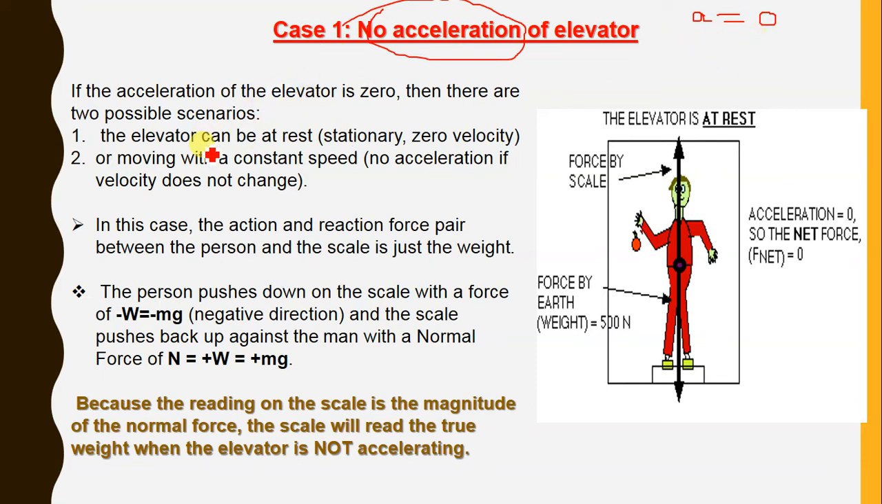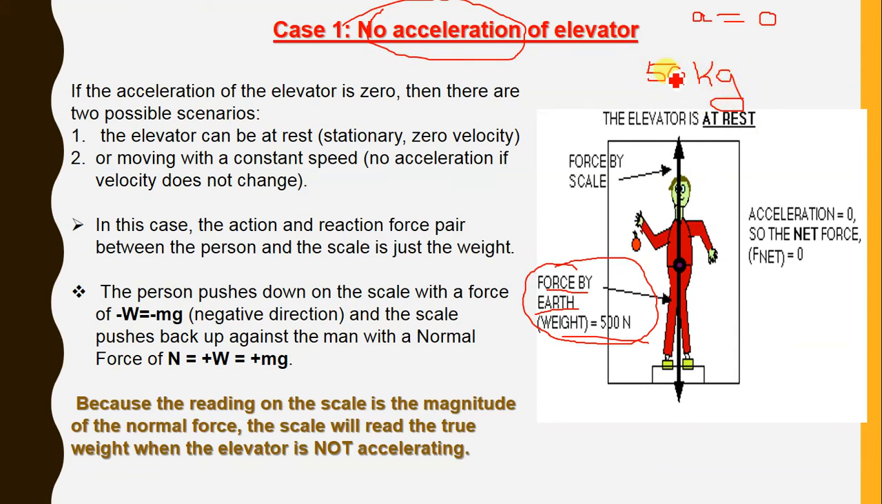Okay, we took this before in the equilibrium part. So no acceleration, maybe the elevator is at rest, maybe the elevator is moving with constant velocity. In this case, I have two forces. What are they? I have the weight of the person, the true weight, which is the force exerted by Earth on the person. Here, in our example, the person is 50 kilogram.